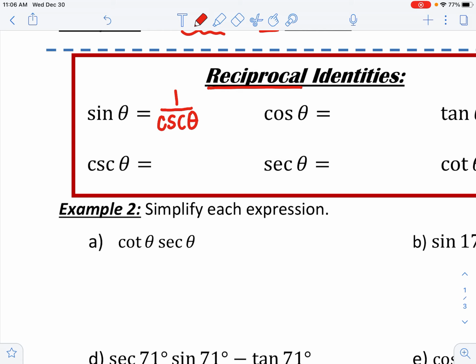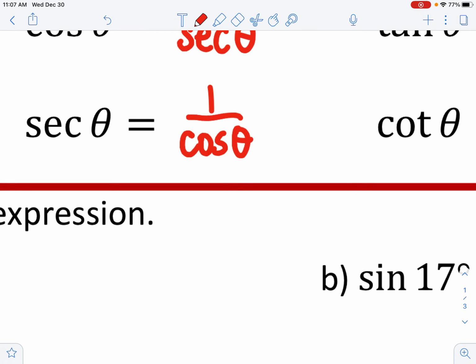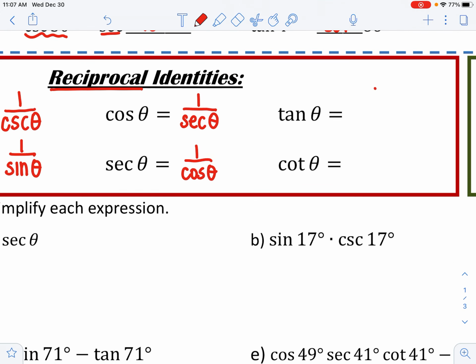If I wanted to prove this to you, I could say sine over 1, and then figure it out for you, but just remember it's equivalent to the reciprocal. So cosecant would be 1 over sine of theta. Cosine is equivalent, through using the reciprocal identity, to 1 over secant of theta. Secant is 1 over cosine, right? It's the reciprocal, so doesn't that make sense? The reciprocal of secant is cosine. Okay, good. Tangent is 1 over cotangent, and cotangent is 1 over tangent.